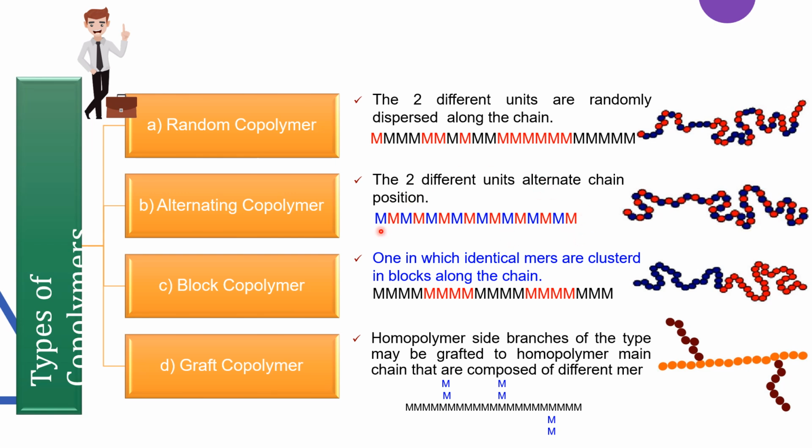So you can see that the blue one and then the red one, and then it repeats the blue one and repeats again the red one with a regular pattern. The third one will be block copolymers.